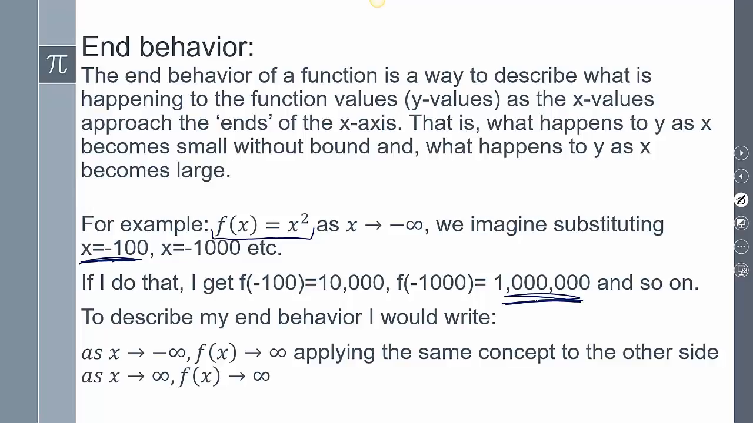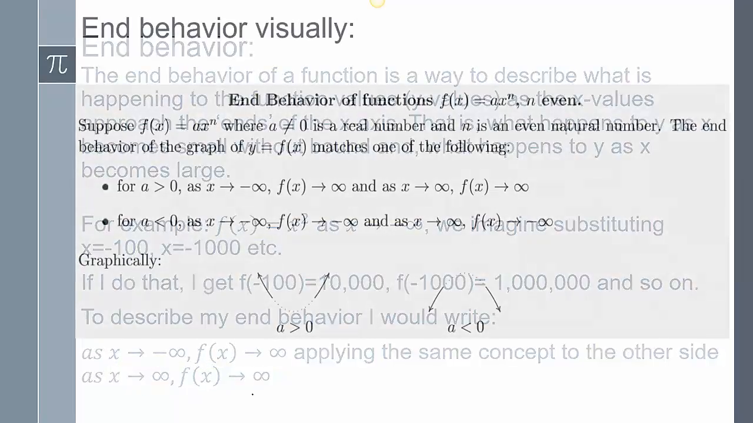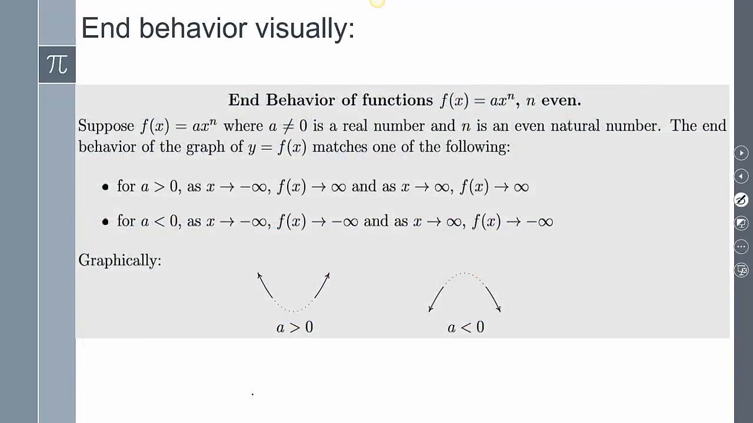And so to describe my end behavior, I would write as x goes to -infinity, my y is also getting really big. Now applying that same concept to the other side, as x goes to +infinity, my y is also getting really, really large as well. Because if I plug in +100, it's still going to give me 10,000, so my y's are getting large. So now we're going to take a look at this visually.